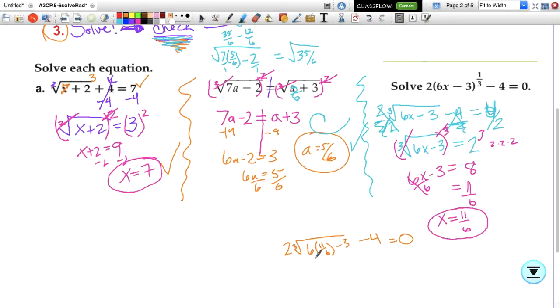So first things first, I come here. I get 66 over 6, which is the same thing, 66 divided by 6, which is 11. And 11 minus 3 is 8. So I currently have 2 times the cube root of 8 minus 4. And 8 is a perfect cube, okay? You could use a calculator to cube root this, and if it works out nice, great. But the cube root of 8 is actually 2.